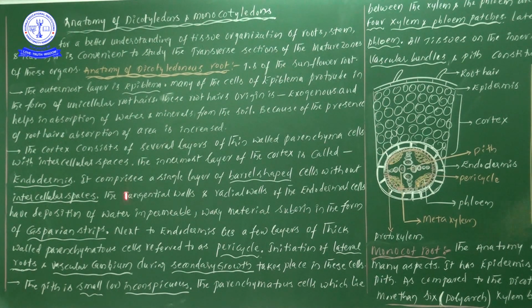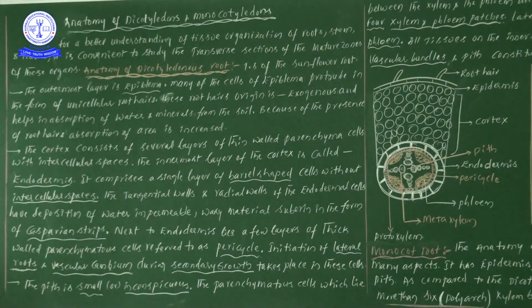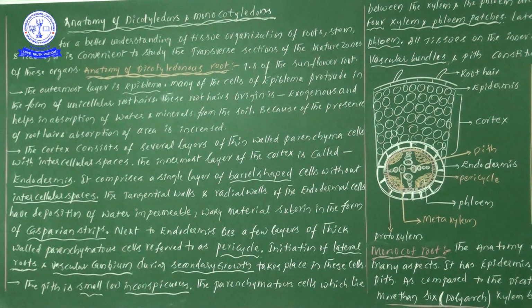Next one, it comprises a single layer of barrel shaped cells without intercellular spaces. One more time you see there, it comprises a single layer of barrel shaped cells. Once you see endodermal cells, this is endodermal cells. Here, how many layers are there? Only a single layer.